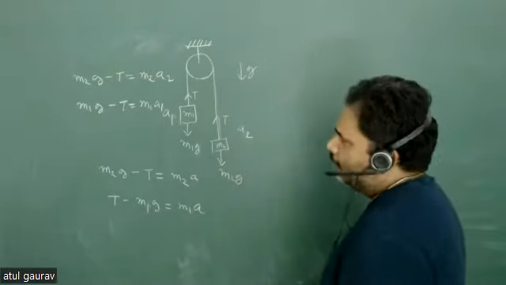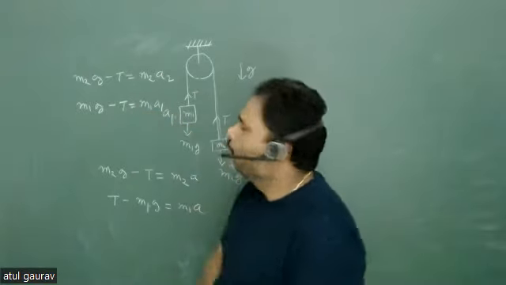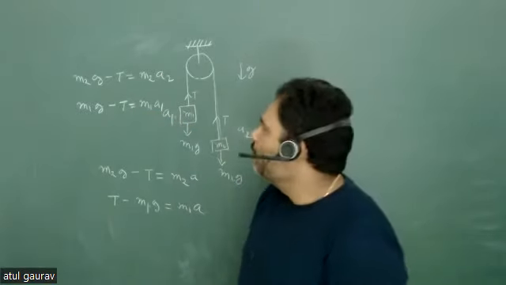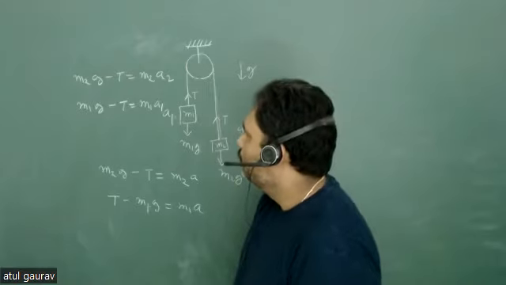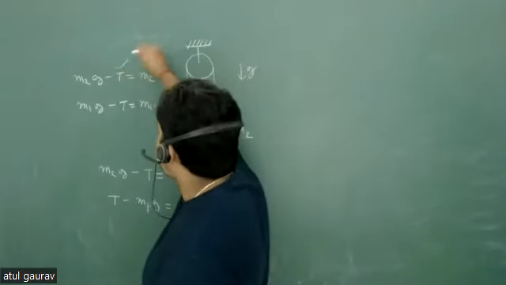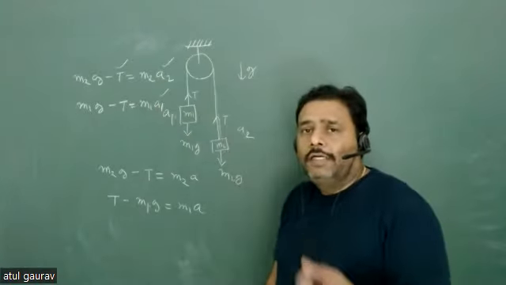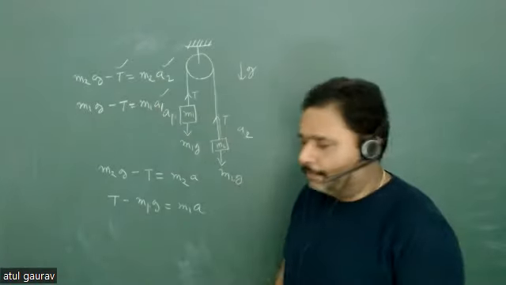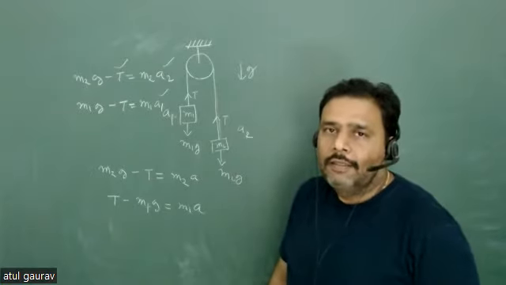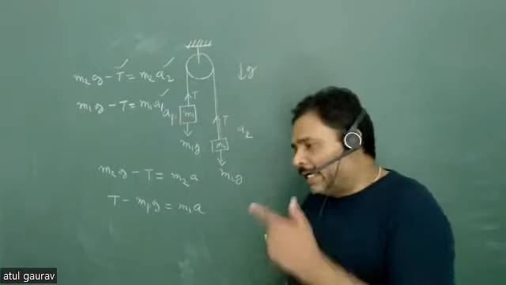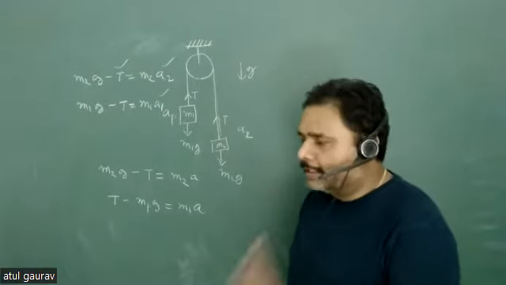But how many equations are there? 2 equations. But how many variables are there? 3 variables: T, a2, a1. So what do you need? You need one more equation to solve this problem, and that can be determined by the equation of constraint.